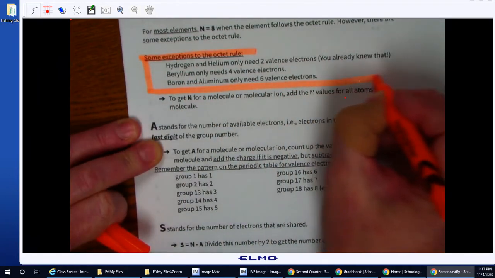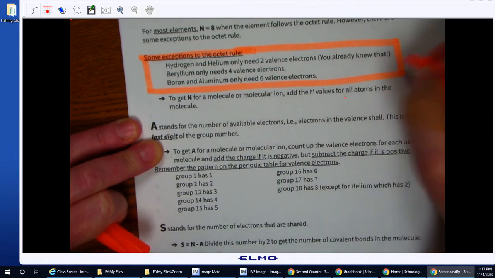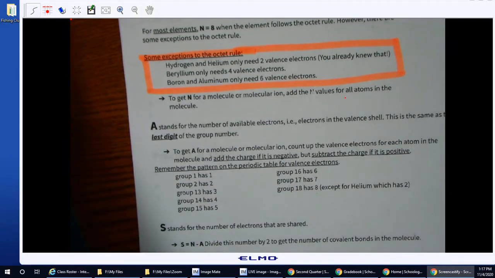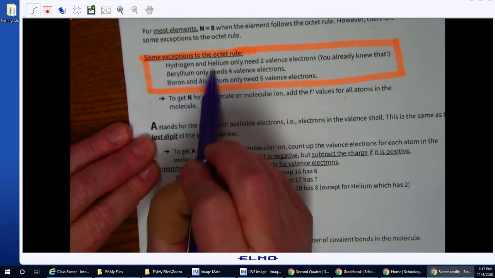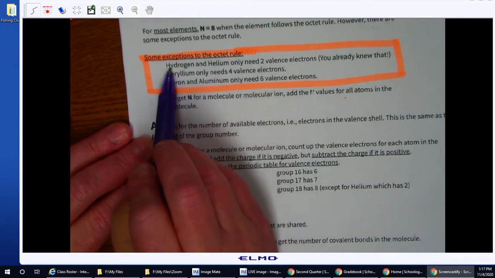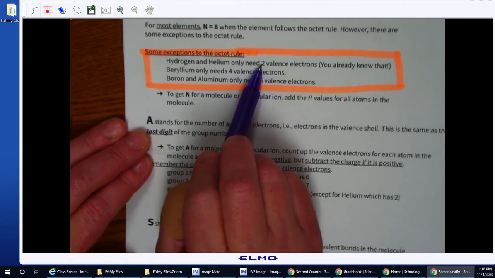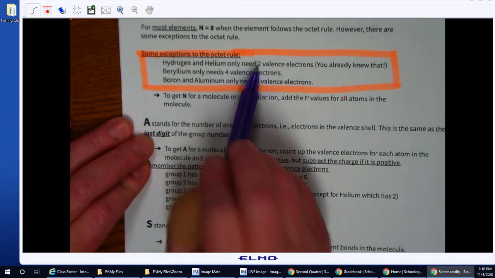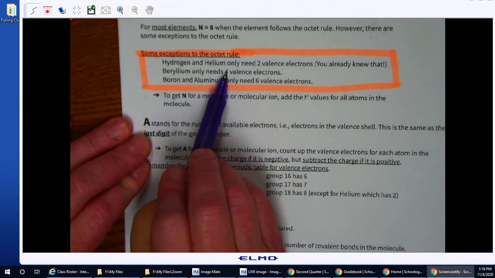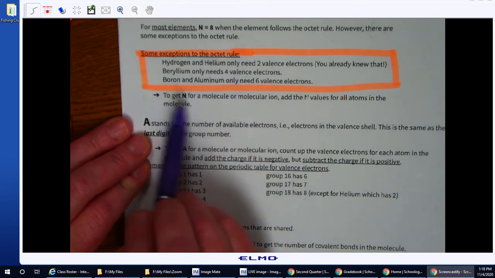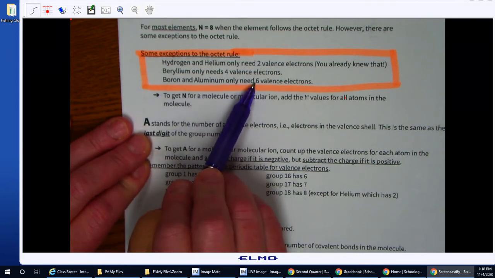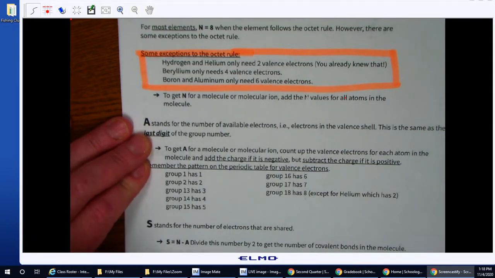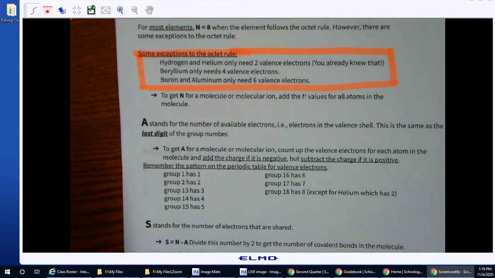There are exceptions. Some of them you already know. Helium and hydrogen, their octet is really a duet, right? Hydrogen and helium. Helium doesn't bond, so we're going to kind of ignore that. But hydrogen and helium only need 2 valence electrons. They're not going to need 8. There's no room for them. Beryllium is actually going to need 4. Kind of strange, right? Why does it need 4? Well, I'll show you in a moment. Boron and aluminum actually need 6, not 8.